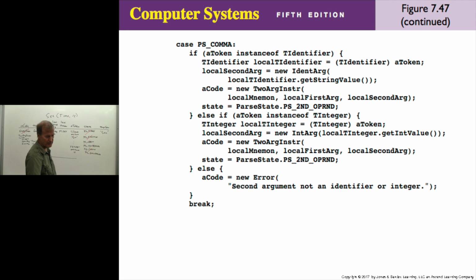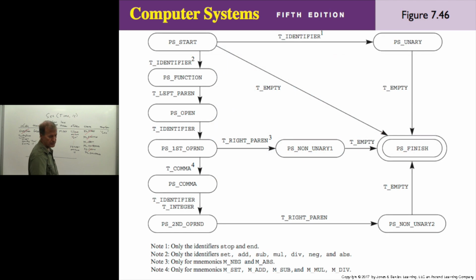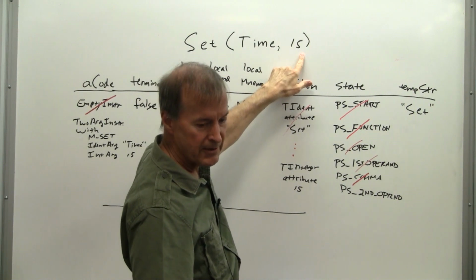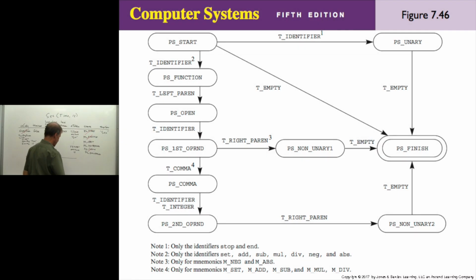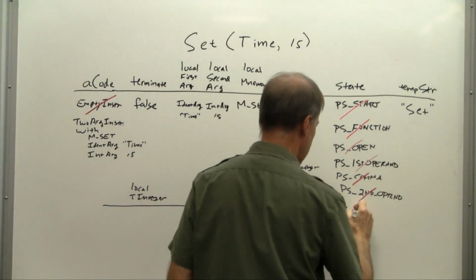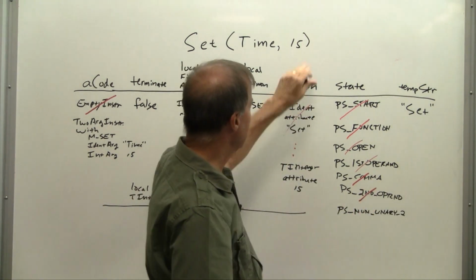Because if we go back to our finite state machine, you see it gets PS second operand. And here again we aren't showing the code for the next one, but the next time it does get token, what will it return? The right paren token. And that will take us to where? PS non-unary 2. So this will be, boom, PS non-unary 2. And then it will get what?